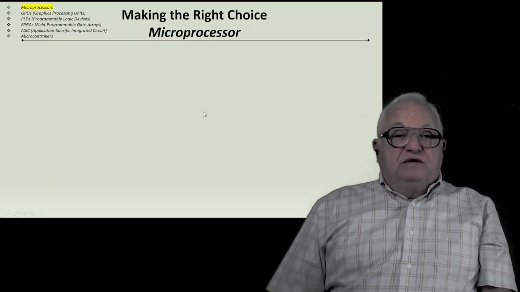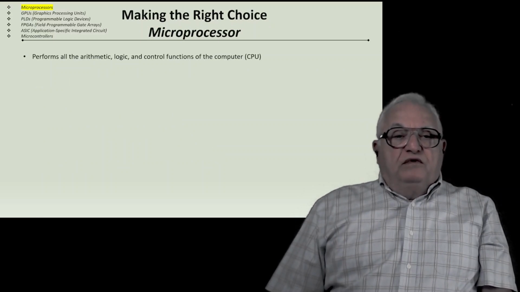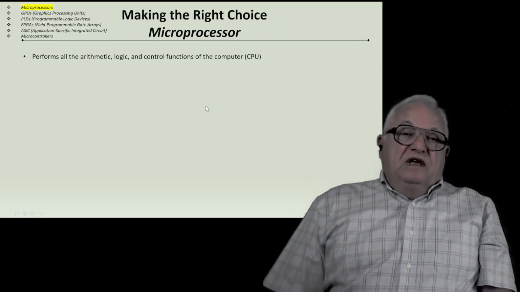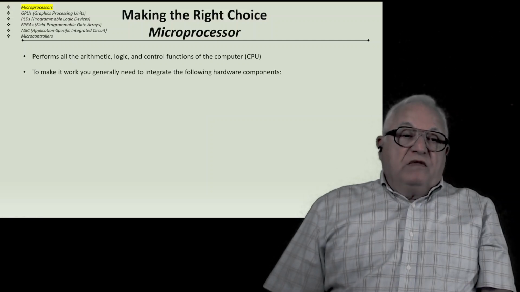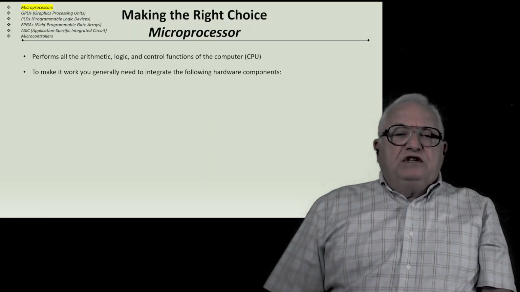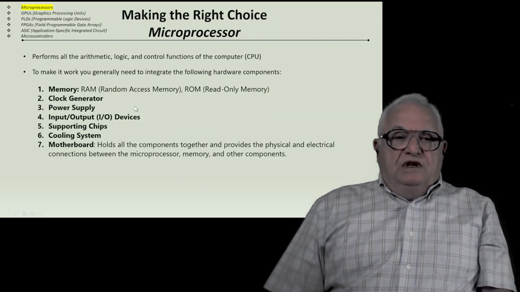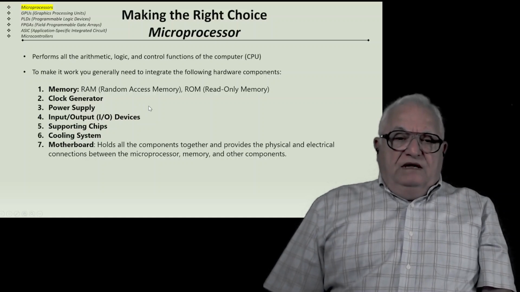So first let's start with the microprocessor. The microprocessor performs all arithmetic, logic, and control functions in your computer. It's the CPU that you have in your laptop, basically. To make it work, you generally need to integrate the following hardware components. So you buy the microprocessor, but in addition, you have to buy the following components to make it work.